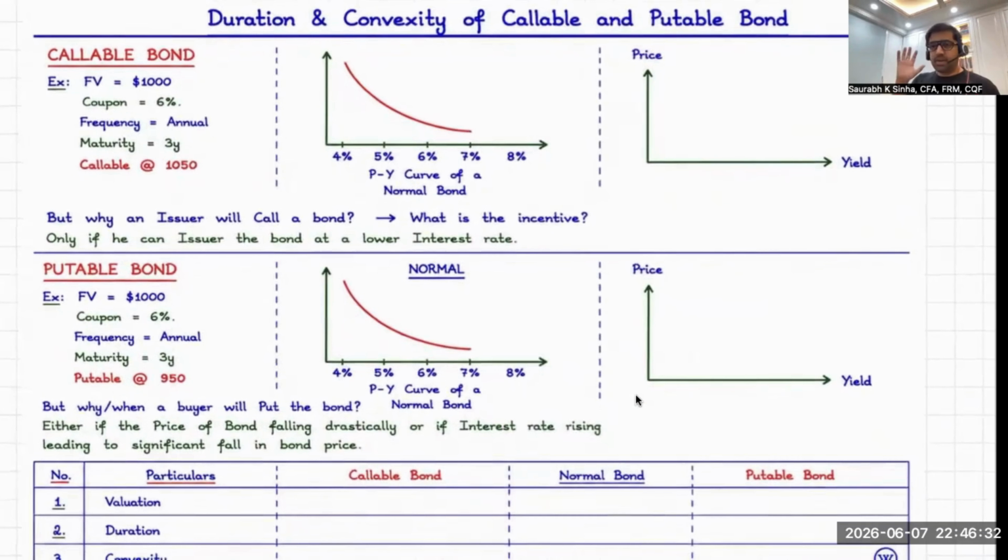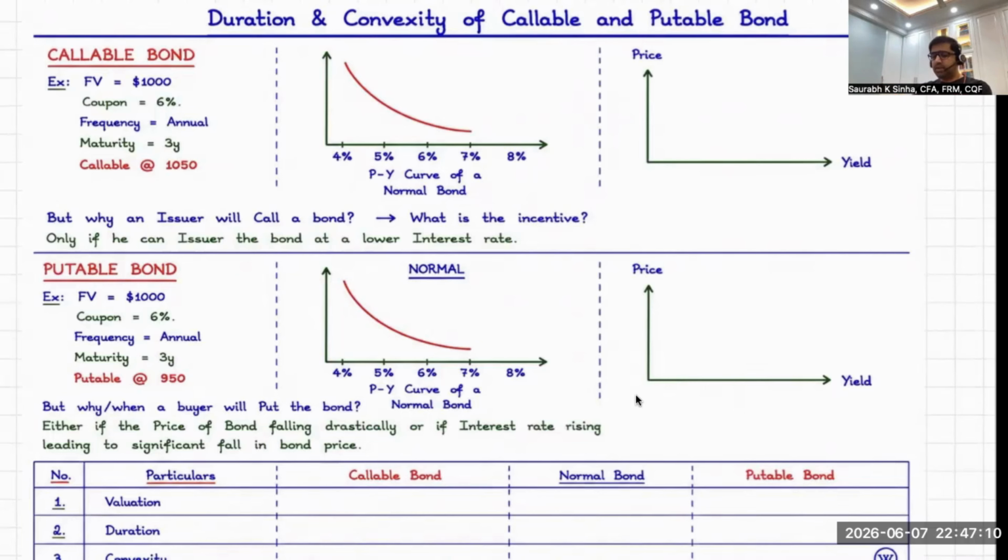Now, we understood the callable bond, we understood the putable bond, but today we have to focus on the price yield curve, and based on the price yield curve, we will determine the duration and convexity nature or the characteristics or the feature of the callable and putable bond. So when we talk about the price yield curve, we talk about the duration, which is the slope. We talk about the convex nature of the price yield curve. So actually, we are talking about price yield curve, but specifically, we will call out duration and convexity.